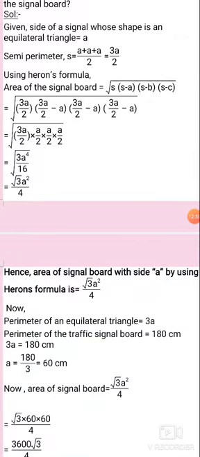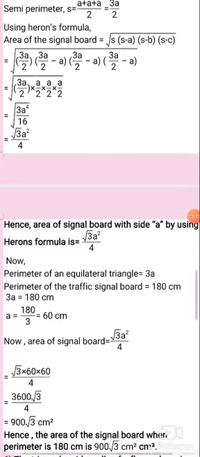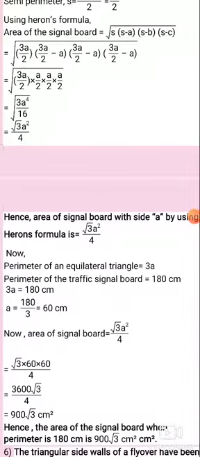Now the area of the signal board is equal to root 3 by 4 a square. So root 3 by 4 into 60 into 60, which is equal to 3600 root 3 by 4. Now cancel. So 3600 by 4 is equal to 900 root 3 centimeter square. Hence the area of the signal board when the perimeter is 180 centimeter is 900 root 3 centimeter square.